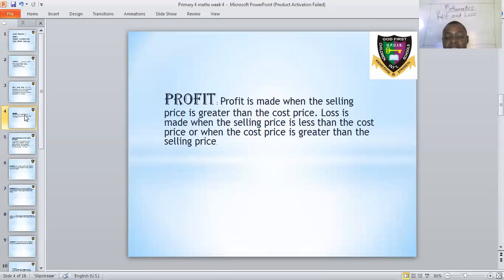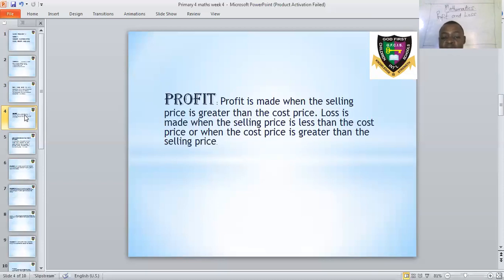Let's say you bought a bag for 500 naira in the market. Then you have to sell it. By the time you sold it, you sold it at 400 naira, which means that you are selling it below the cost price. Remember that you bought it for 500 naira and you are selling it for 400 naira, that is a loss. So when the cost price is greater than the selling price, that is loss.